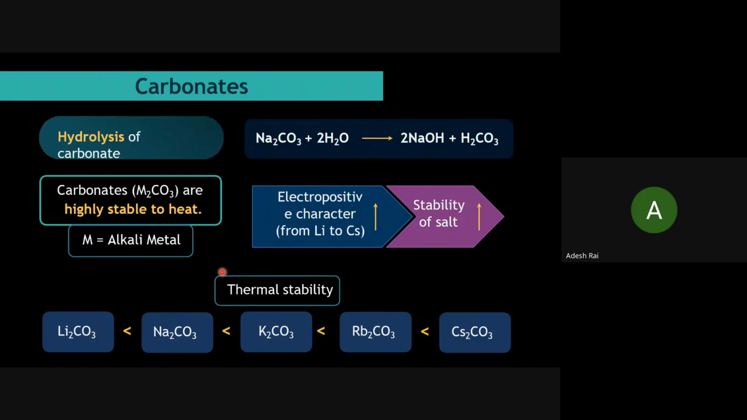Understood my point? See, they have written over here: electropositive character increases from lithium to cesium. We all know. Therefore, stability of this carbonate salt will increase. Why? Because carbonate is a polyatomic ion, a huge anion, and to balance a huge anion, we require a huge cation as well. Therefore, down the group, the size of the cation will increase. Is that clear? Therefore, covalent character will decrease and ionic character will increase. And as a result, thermal stability will increase.